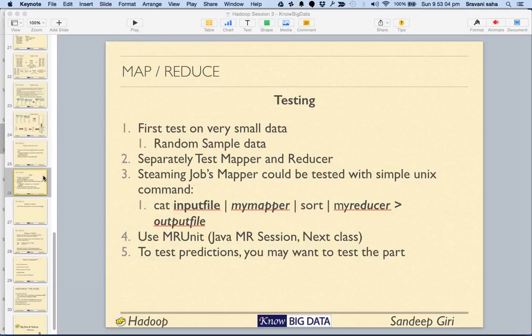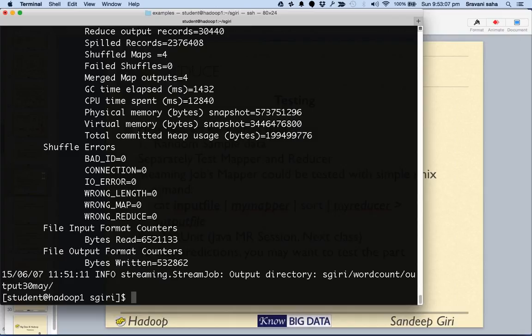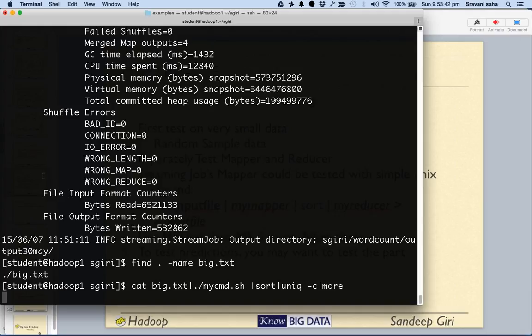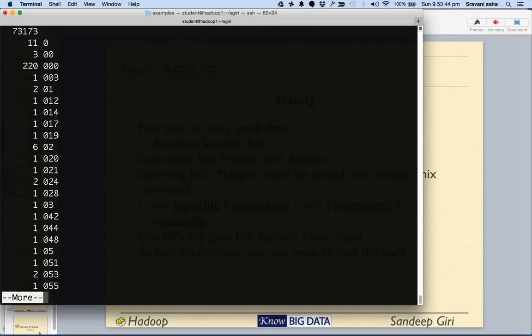You want me to show you this one? So whatever I wrote just now, I can say, find dot, my name big.txt. Whatever we just did, big.txt, then mycmd.sh, and then pass it to sort, and then pass it to uniq -c, and then we are putting an extra command called more to see the result page-wise. This will do exactly what Hadoop did. You can see that.